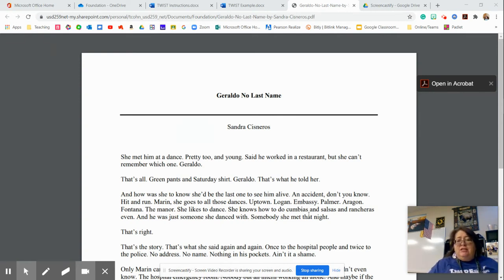We're still using Geraldo No Last Name by Sandra Cisneros. We just picked one short story so that we could show you all the different ways that a person could analyze a text. And today we're going to use the TWIST strategy.